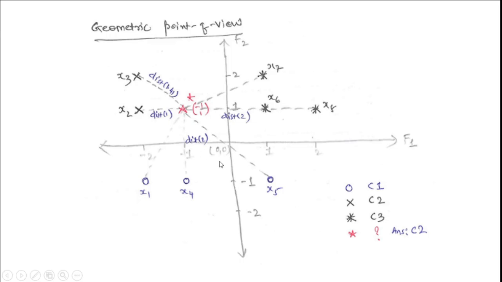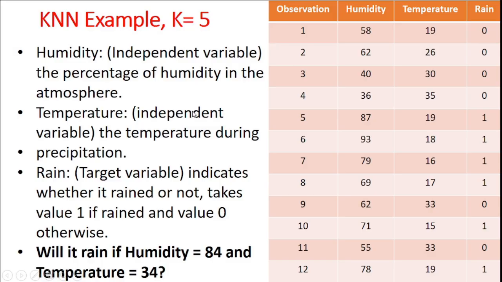In 2D view, if you see from a geometric point of view, the test point is -1 over here and +1 over here. We have 3 classes. These circles are C1 and these cross points are nothing but the C2 class, and these belong to C3, and this test point -1 and 1 belongs to the C2 class. Fine.